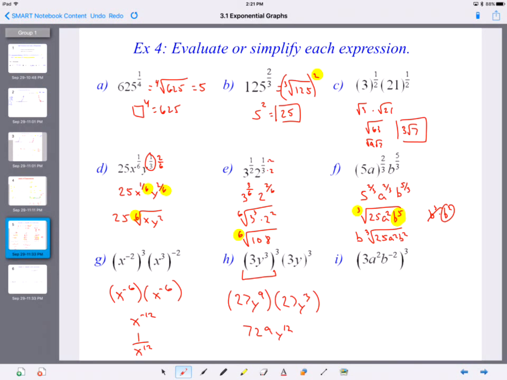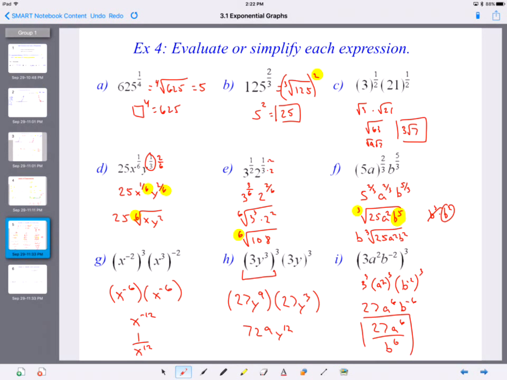On the last one here on this slide, you got everything being raised to the 3rd power, so it's 3 to the 3rd. And I'll expand this one out so you can see it. A to the 2nd to the 3rd. B to the negative 2nd to the 3rd. So what would that equal? 27, a to the 6th, b to the negative 6. But we have a negative exponent, so that would be 27 a to the 6th over b to the 6th, making sure you move that negative exponent.